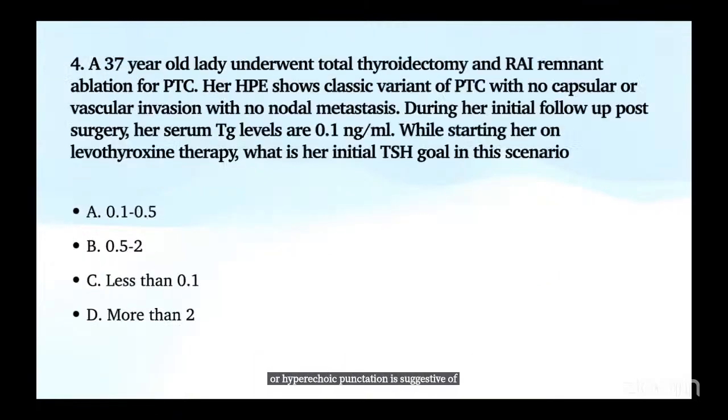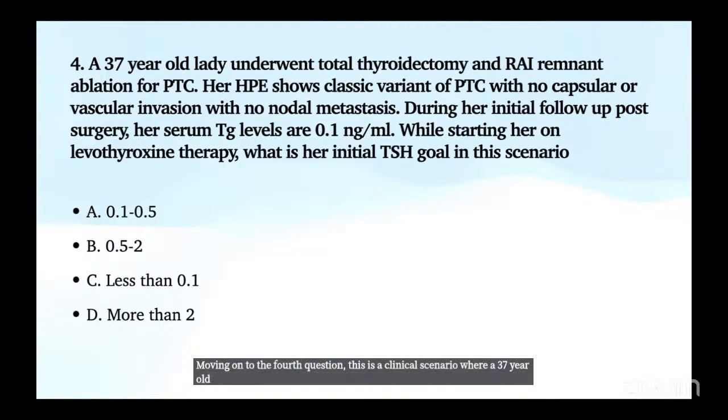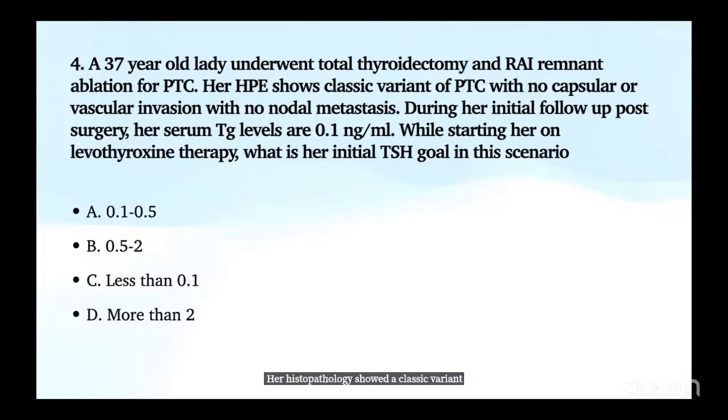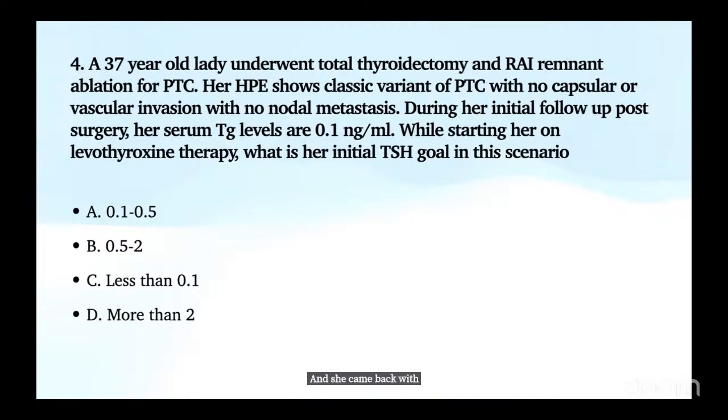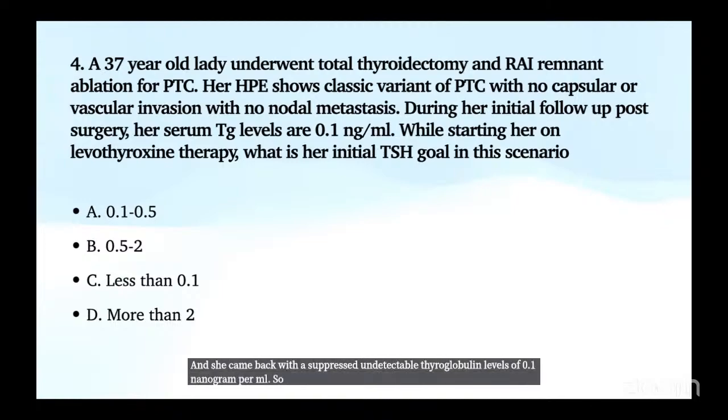malignancy. Moving on to the fourth question, this is a clinical scenario where a 37-year-old lady underwent total thyroidectomy and radioiodine remnant ablation. Her histopathology showed a classic variant of PTC, which is considered to have good prognosis. There was no capsular or vascular invasion with nodal mets, and she came back with a suppressed undetectable thyroglobulin level of 0.1 nanogram per ml. So in this scenario, what is the level at which we keep her initial suppressive TSH therapy goals?